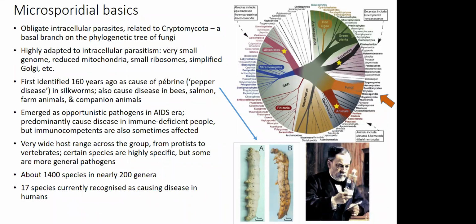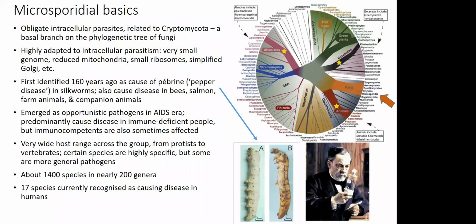They've got reduced mitochondria. They've got very small ribosomes, similar to bacterial ribosomes, actually, and various organelles like the Golgi body and so on have been simplified through evolution.